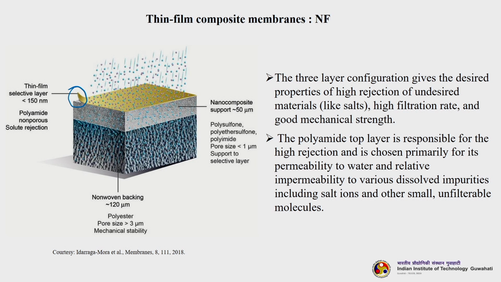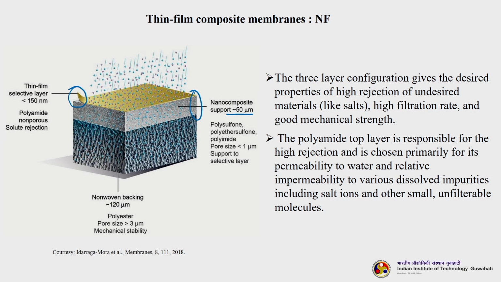The first layer is the nanocomposite support, this one. It is almost close to 50 microns in thickness. We can use various membrane materials for this, either polysulfone, polyether sulfone, polyamide, and the pore size is actually less than 1 micron. So, this is giving support to the selective layer. This particular nanocomposite layer is giving the initial support to the top layer thin film membrane.